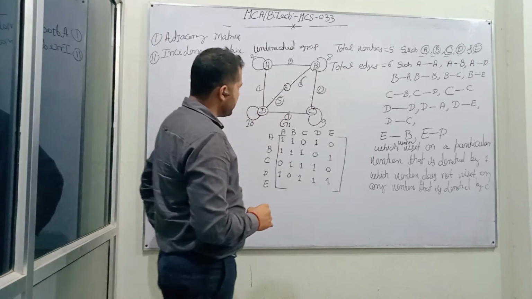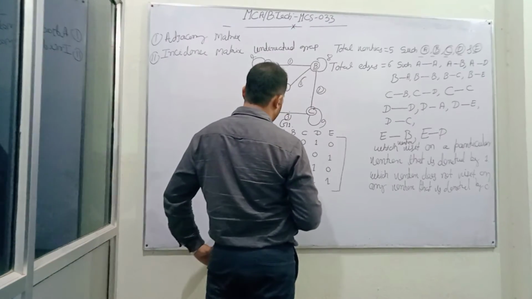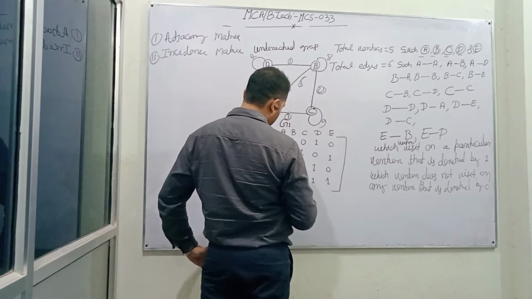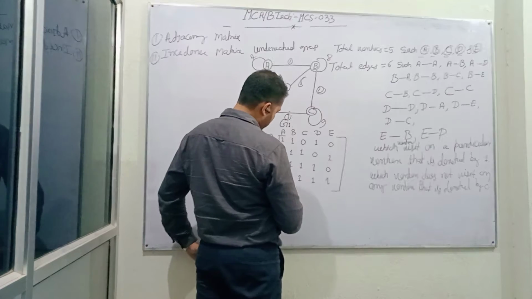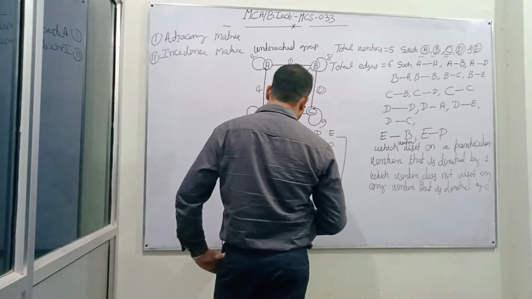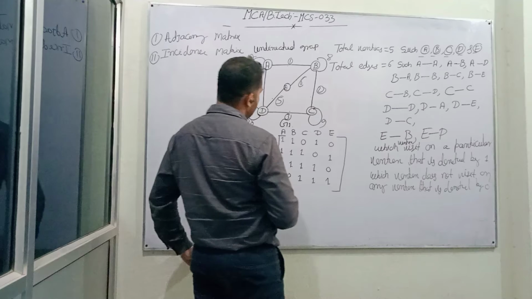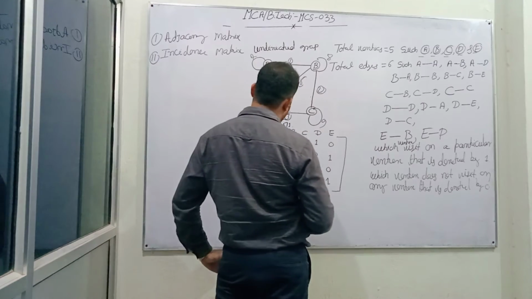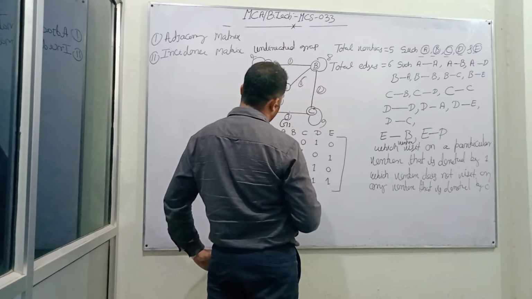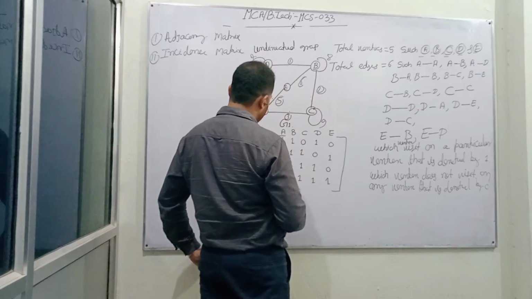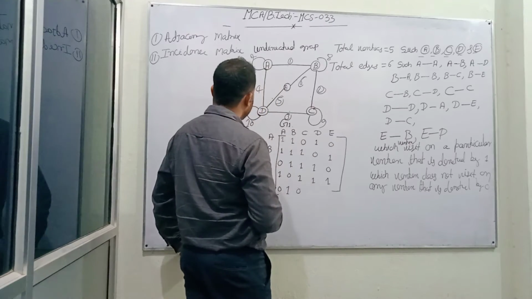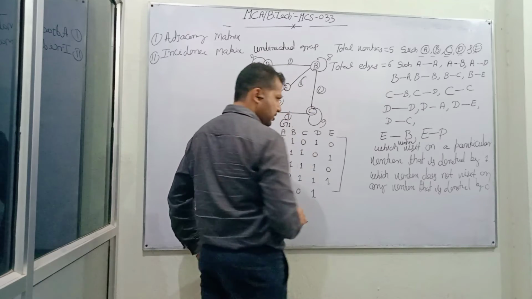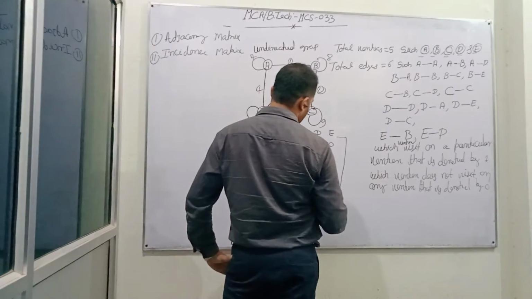Next we will check vertex E. E to A, no, vertex E has not visited A, so we will denote it by 0. E to B is visited, so here we will denote it by 1. E to C is not visited, so we will write 0. E to D, yes, that is visited because this is undirected, so we will write 1. And E to E, no, 0.